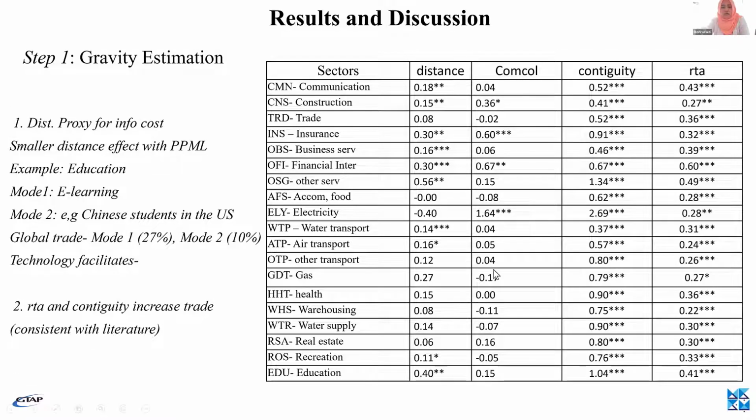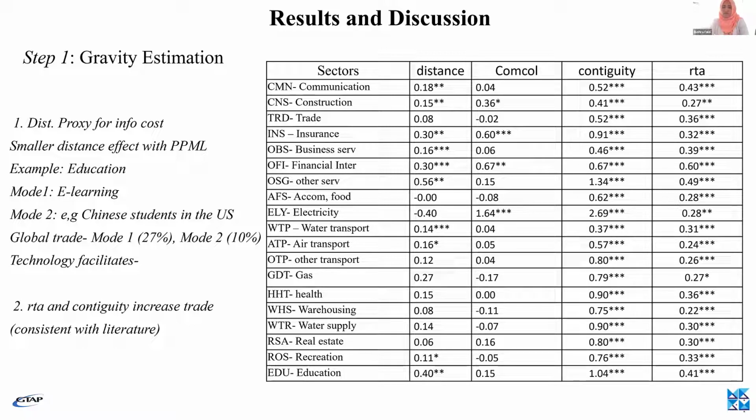Okay, so I'm explaining the results of equation 1, which is the gravity estimation, constraint regression, and a very interesting result that we see is that distance has a positive effect. We explain it this way: distance in the services sector is interpreted differently than in the agriculture and manufacturing sectors, where it is the proxy for transportation cost, while distance is seen as a proxy for information cost when it comes to the services sector.